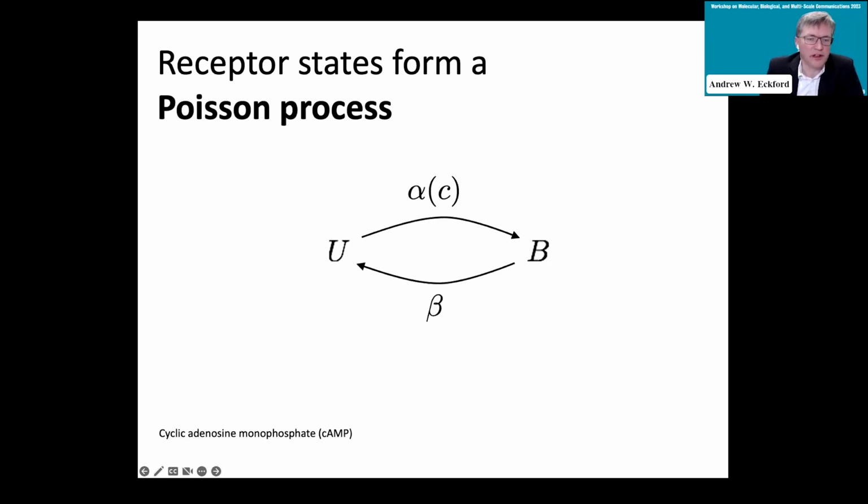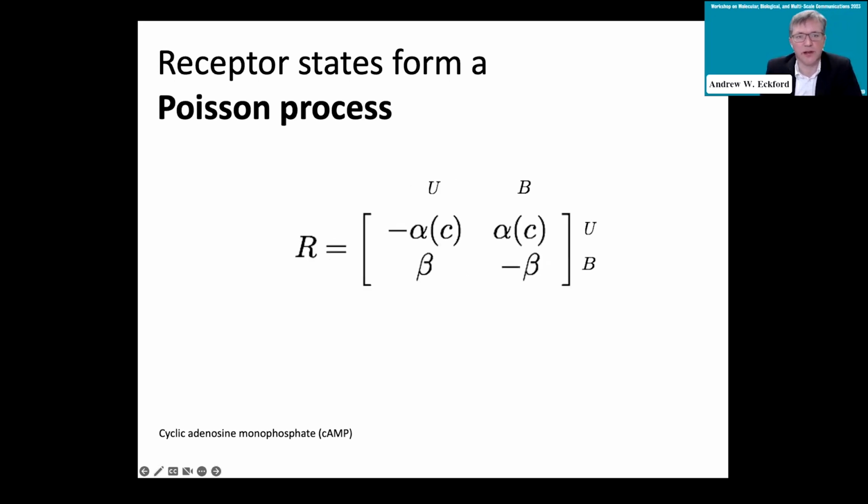So what we do in this kind of analysis is we form what's called a rate matrix. It looks like this. The rule with the rate matrix is that every row has to sum to 0, and that basically represents the net flux through a state. So the net flux out of U into B is alpha of C. That has to be balanced by a negative alpha of C here. Same thing in the second row. Going from B to U, the rate is beta. That has to be balanced by a negative beta over here.